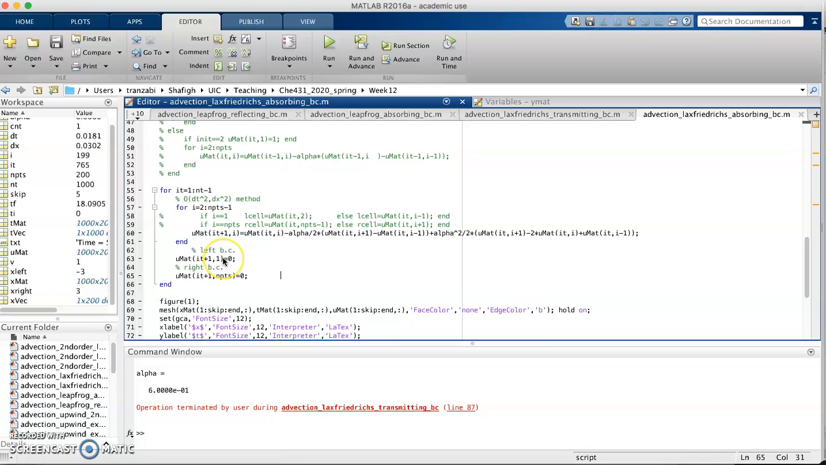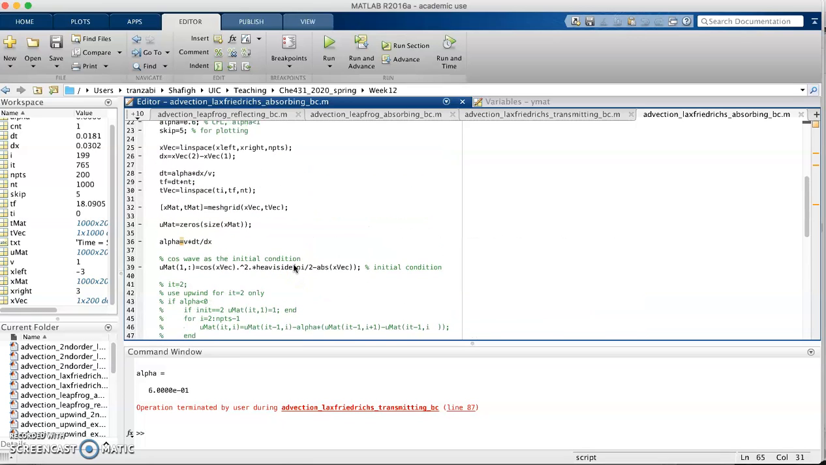So for the point at x equal x1, the left boundary, that has to be 0 because of the absorbing boundary condition. And we do the same thing at the last point at x equal xn. We're going to use the concentration equal to 0 at any time tn plus 1. By setting the concentration equal to 0 at these two points, we apply the absorbing boundaries.